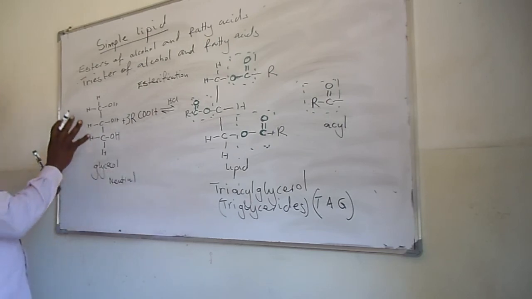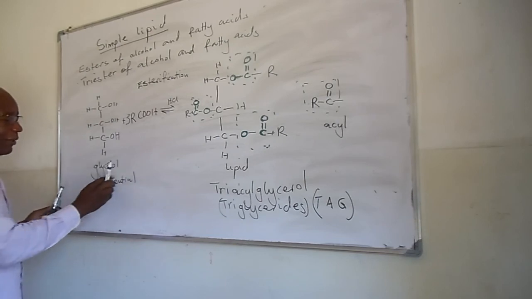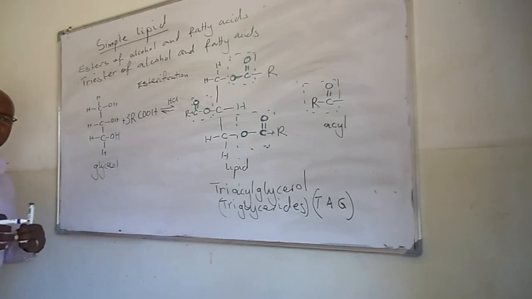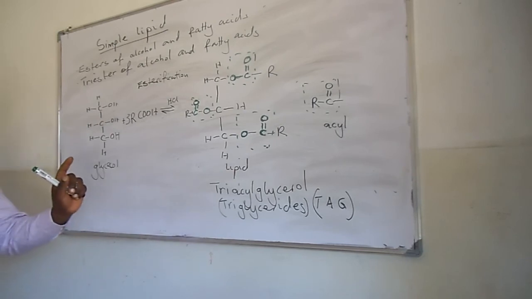The features of simple lipids is that they are non-polar, or put differently, they are neutral compounds. Okay, right. So how do we name these simple lipids? But before we go to the nomenclature, I must say that these lipids can be classified into two main groups.